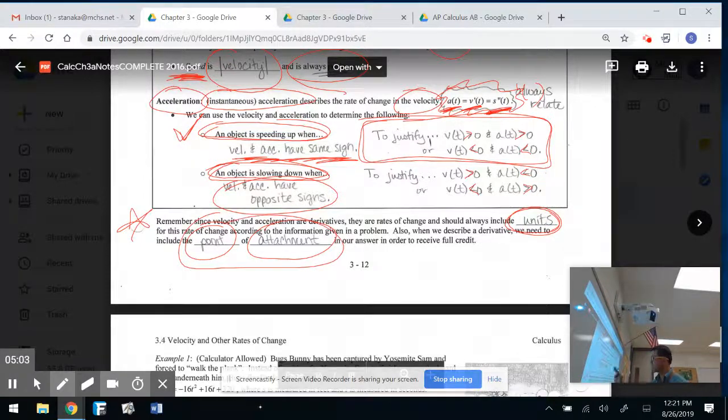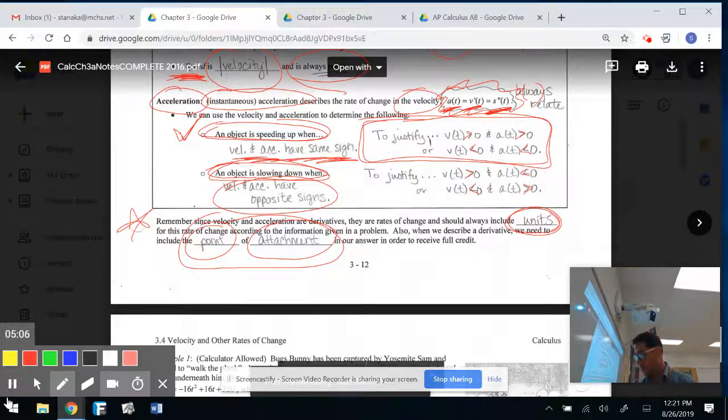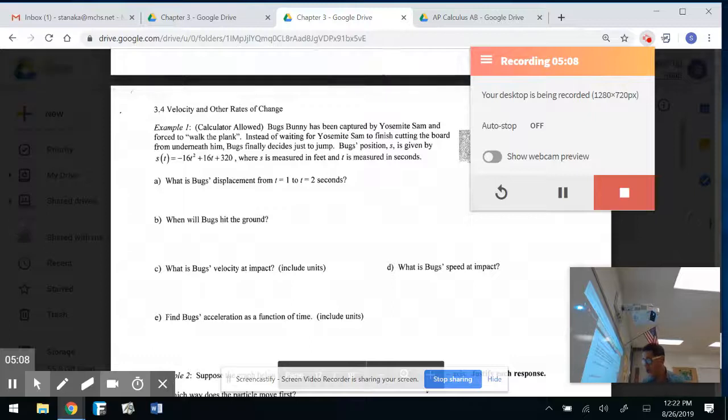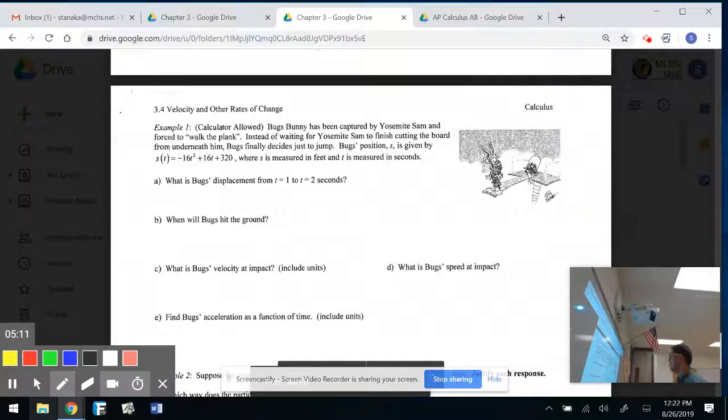What the heck does that mean? Don't worry about it. We'll do some examples shortly. Okay, so let's go ahead and look at our little Bugs Bunny and Yosemite Sam.